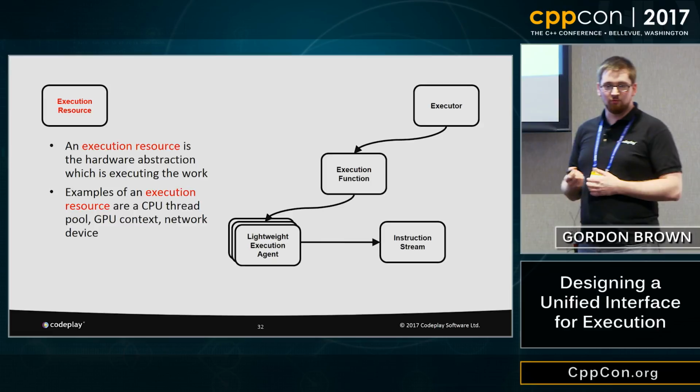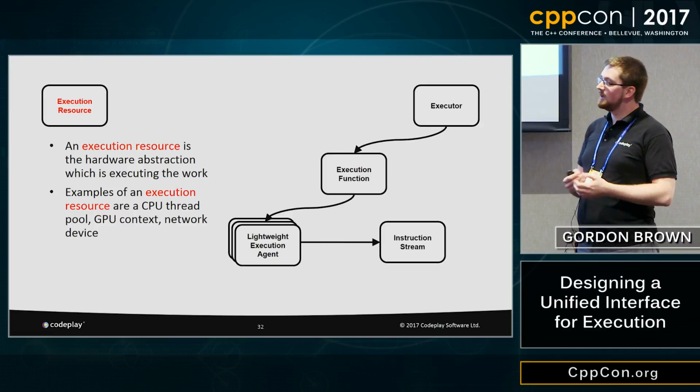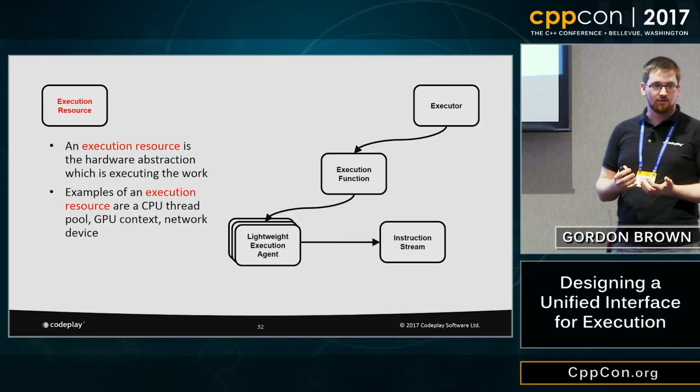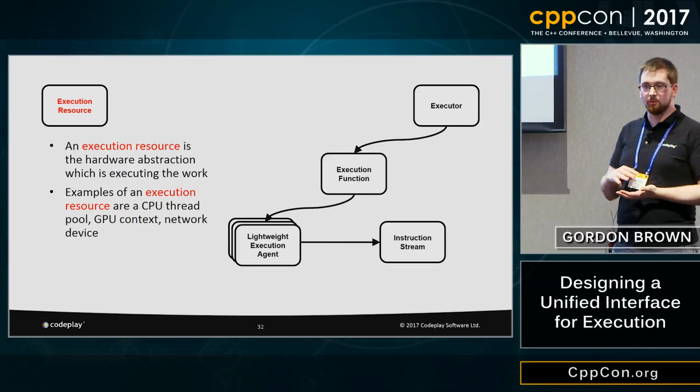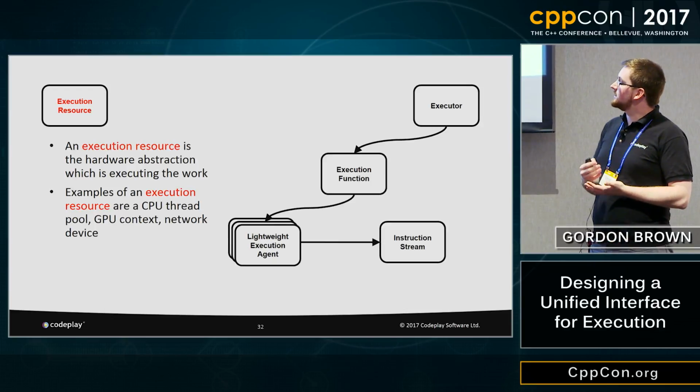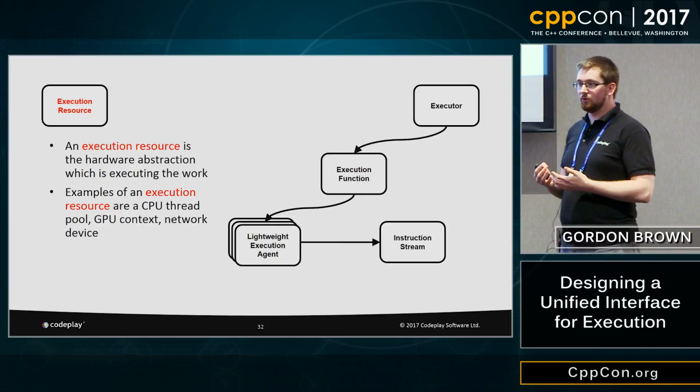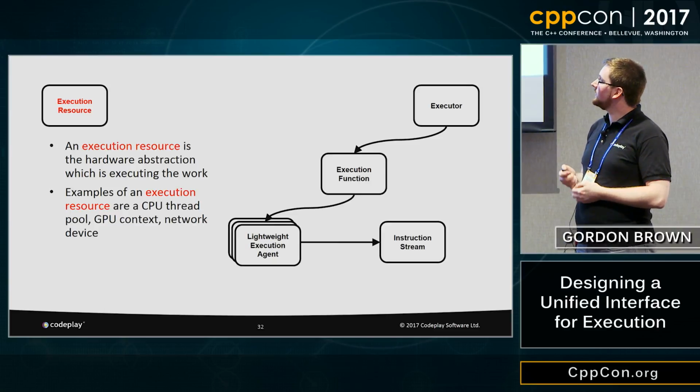So next is the execution resource. The execution resource is essentially a hardware abstraction. This describes the underlying resource that your work is executing on. So this could be something like a CPU thread pool or a GPU context or anything else.